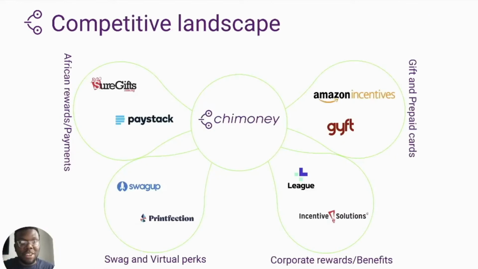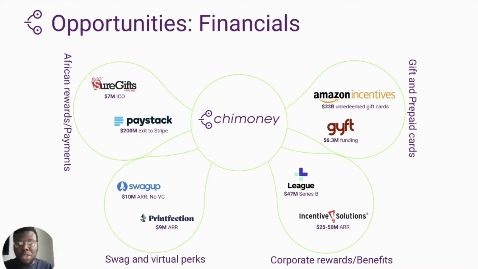We looked at the competitive landscape, so what other people are doing. What we discovered was that we have competition, but we see those competitors as collaborators because with Chimoney, you can redeem Bitcoin Cash, you can redeem gift cards. We've partnered with Amazon Incentives, and all of this drives utility for the blockchain ecosystem and also for Bitcoin Cash.